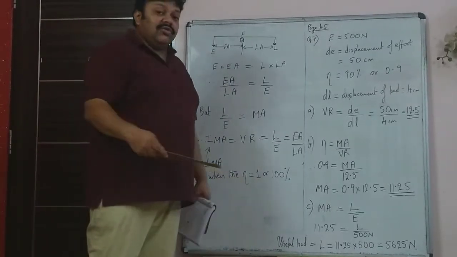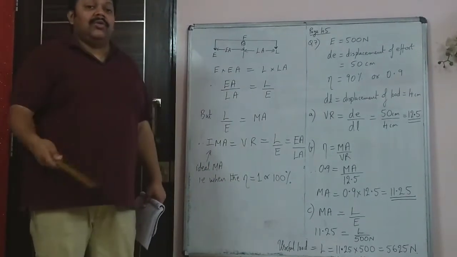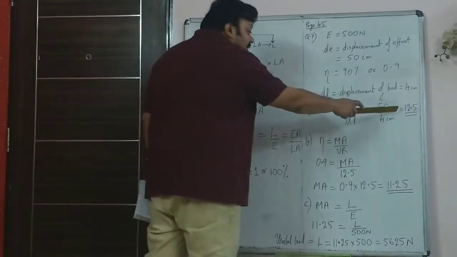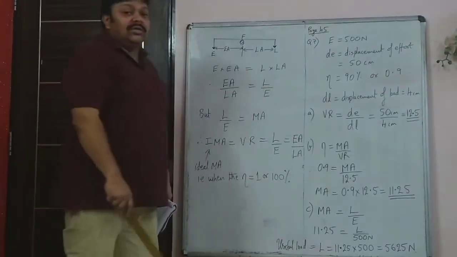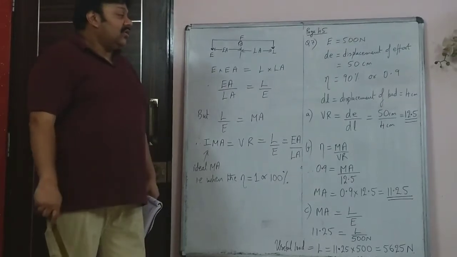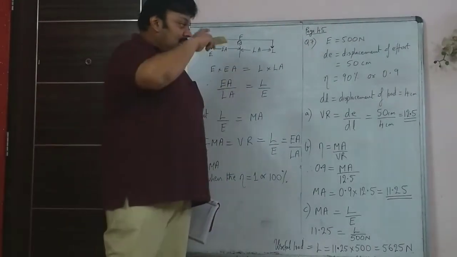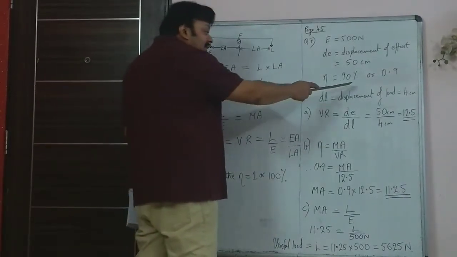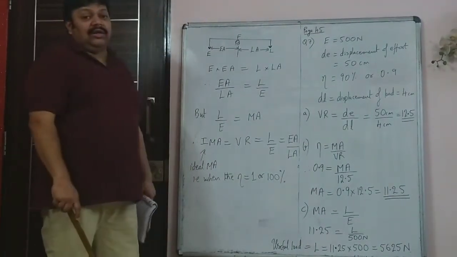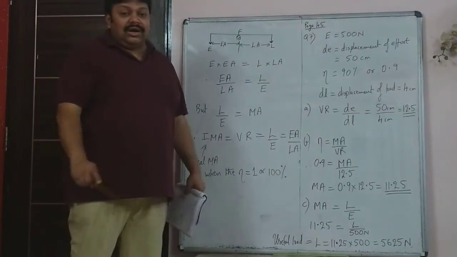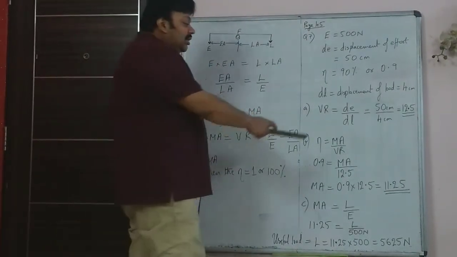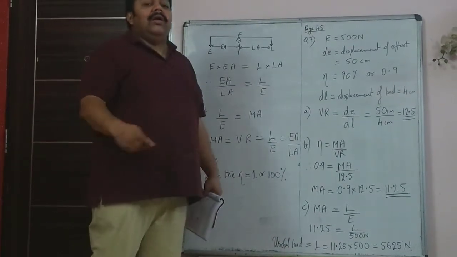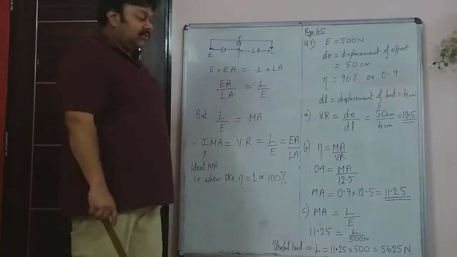So velocity ratio and mechanical advantage, they are pure ratios. They do not have any units. Centimeter upon centimeter both get cancelled. So velocity ratio is 12.5. Now in this case, is it an ideal case? No. The question itself tells you that the efficiency is 90%. So it is not an ideal case. So you cannot say that VR is equal to MA. VR is not going to be equal to MA. MA is going to be less than VR.